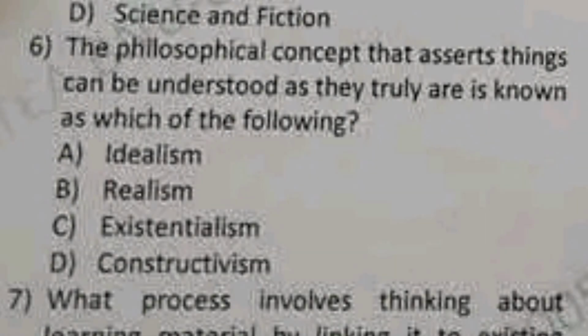5. From which two Greek words is the term philosophy derived? And that is option C, love and wisdom. 6. The philosophical concept that asserts things can be understood as they truly are is known as which of the following? And that is option B, realism. Number 7. What process involves thinking about learning material by linking it to existing information or ideas in the learner's mind? And that is option D, elaboration.